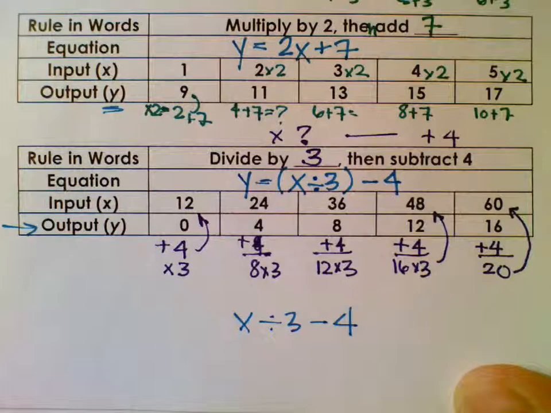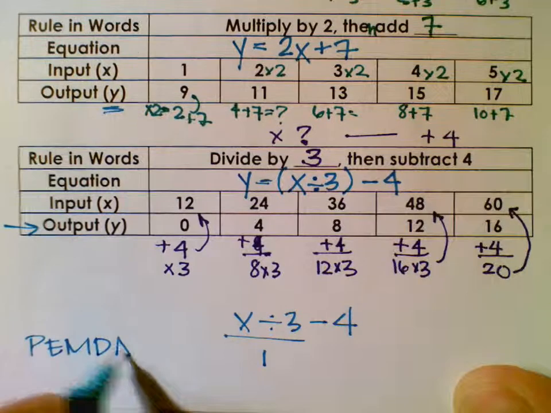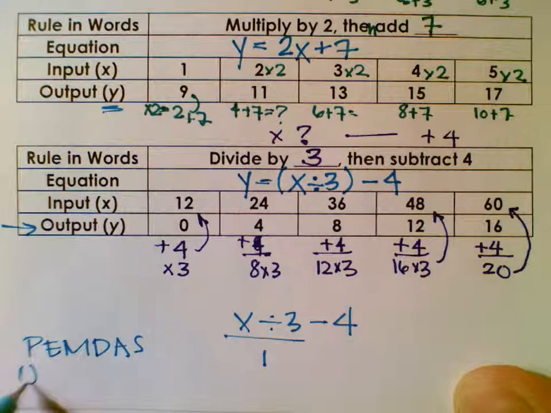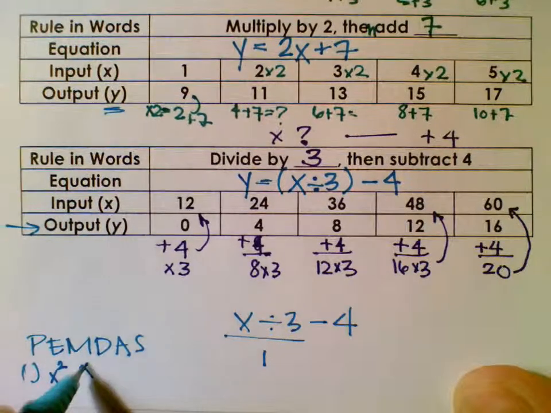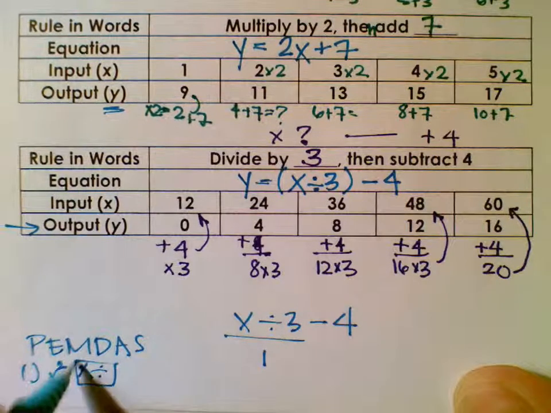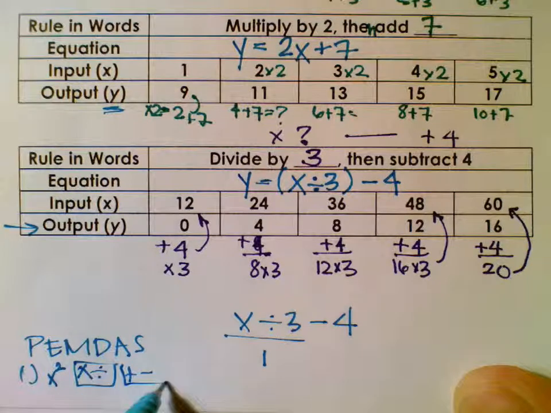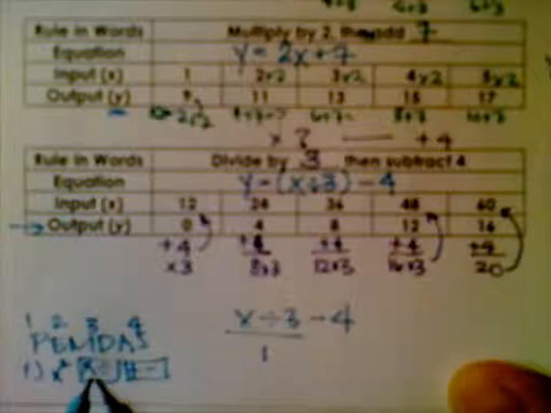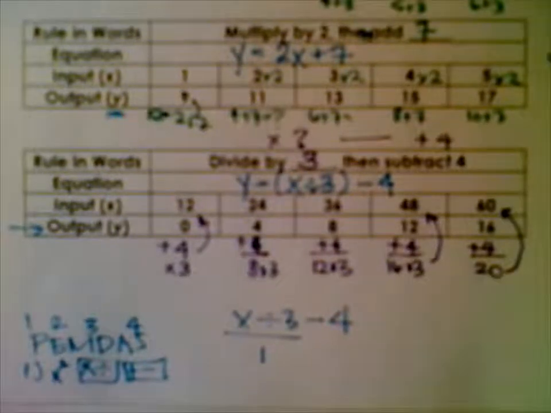Now, we don't need the parentheses because hopefully we remember our order of operations tells us to do x divided by 3 first, because remember, we do PEMDAS: parentheses, exponents, multiplication, division, addition, subtraction. Okay, so 1, 2, 3, 4. Okay, so multiplication, division comes before addition and subtraction.